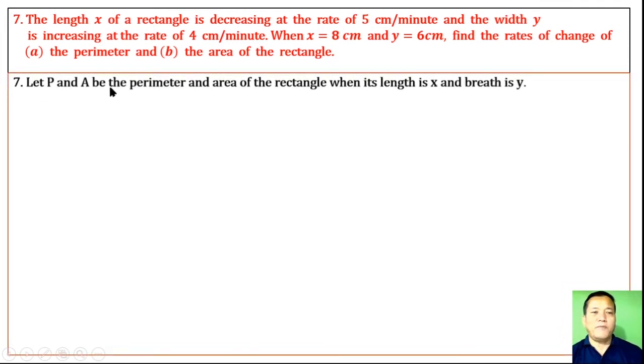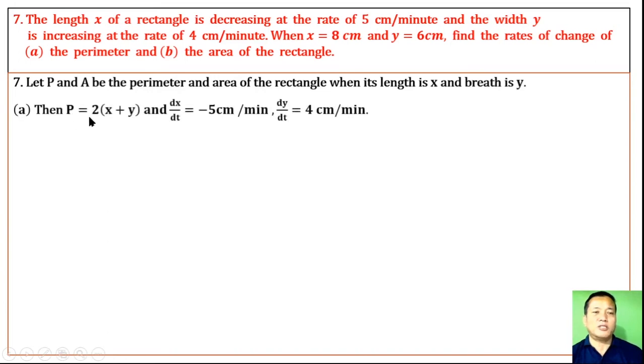Let P and A be the perimeter and area of the rectangle when its length is x and breadth is y. Then perimeter is 2 times of x plus y. The rate of change of length, dx by dt, is minus 5 centimeter per minute, and the rate of change of height, dy by dt, is given as 4 centimeter per minute.